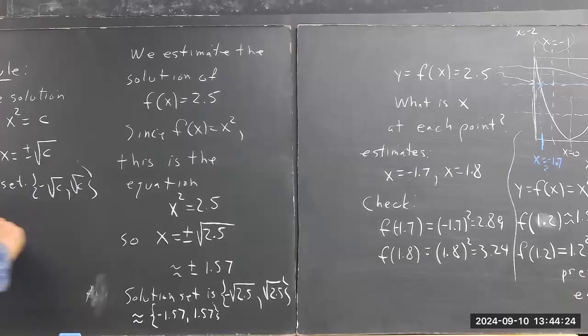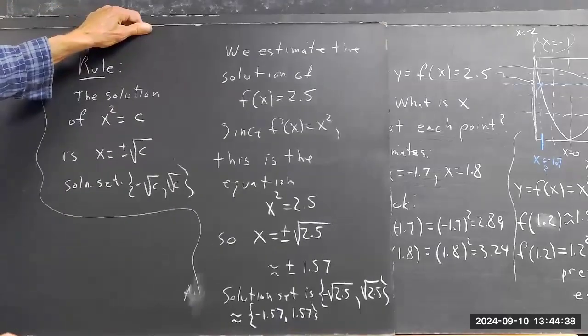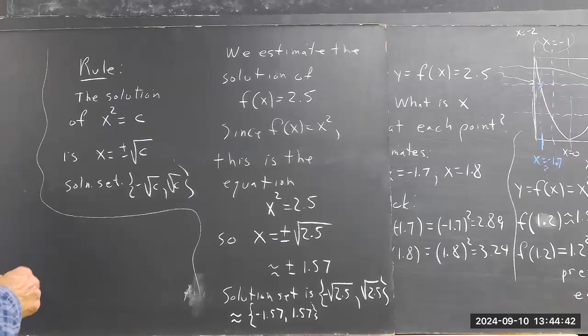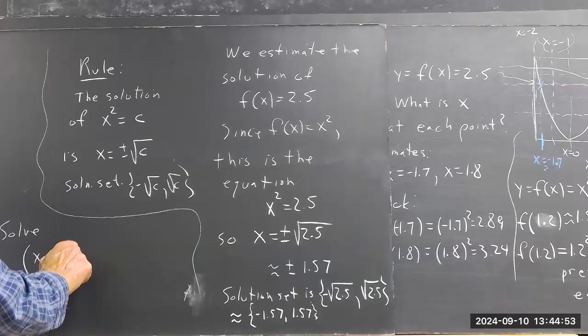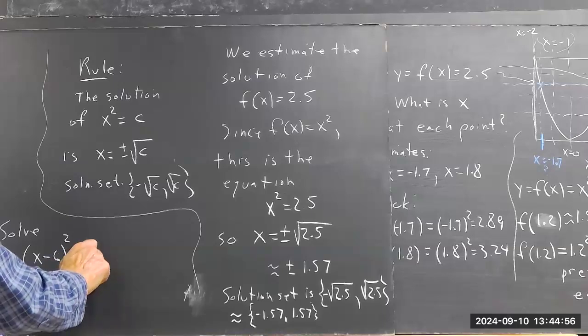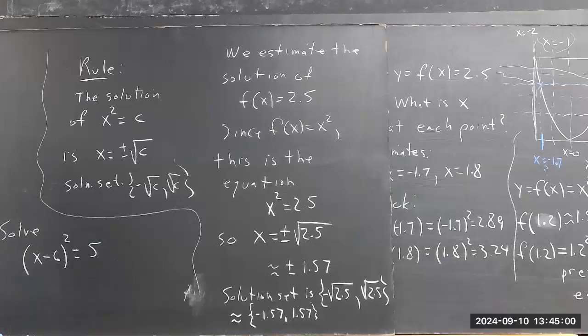Okay, let's solve another. Now, the graph does not necessarily help with this equation until we learn about transformations, which is what we're building up to with these squares. Solve x minus 6 quantity squared equals 5.